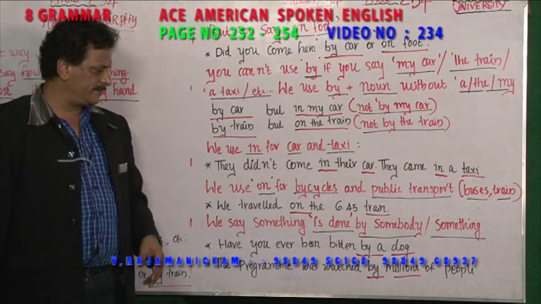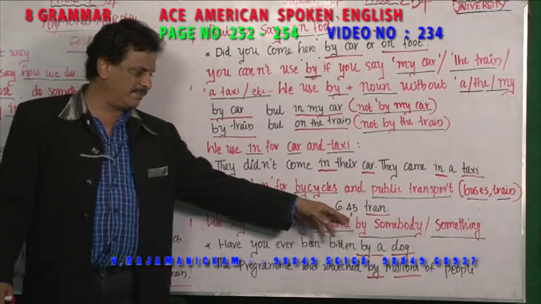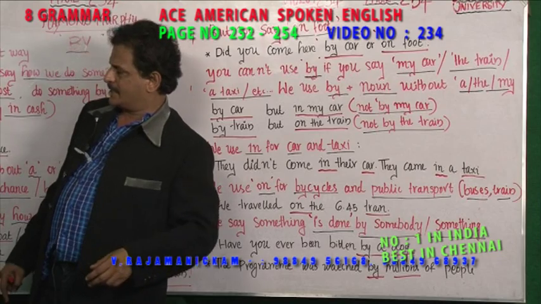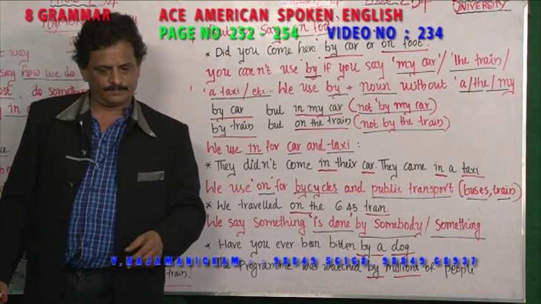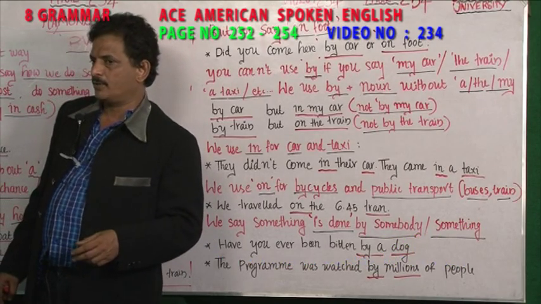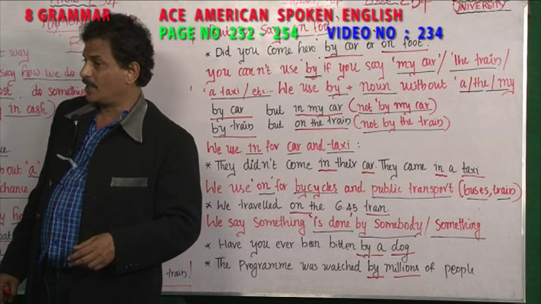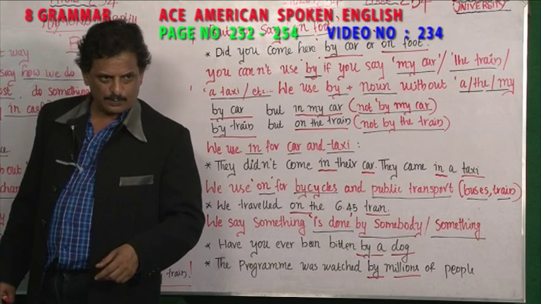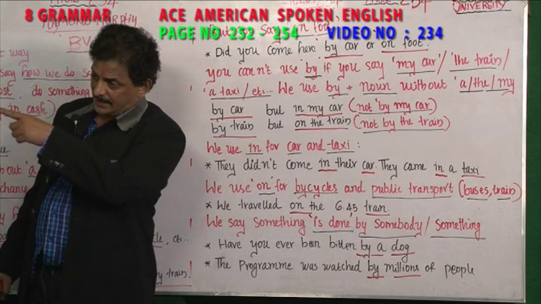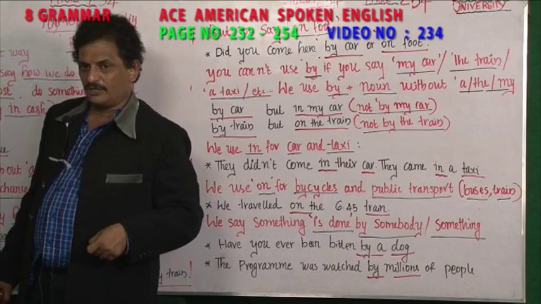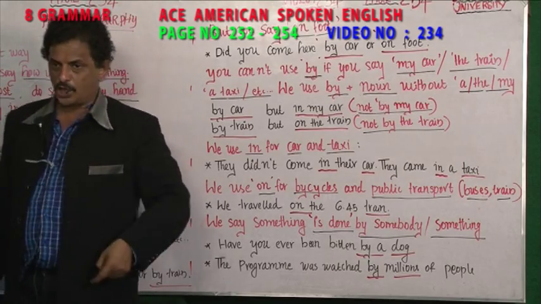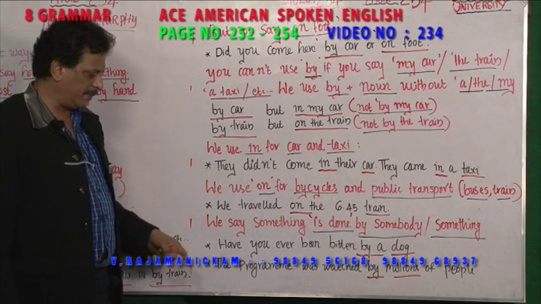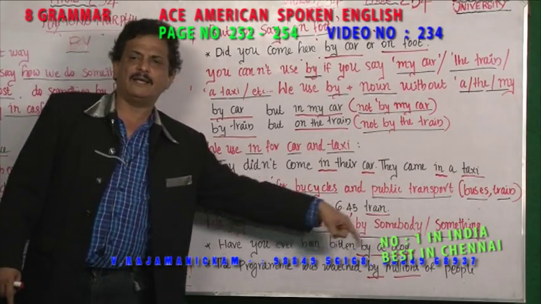We say something is done by somebody. ஏதோ ஒன்று ஒருவரால் செய்யப்பட்டது. Passive voice. My father bought a car. எங்க அப்பா ஒரு கார் வாங்கினார். A car is bought by my father. The doctor did the operation. The operation was done by the doctor. So, done by somebody or something, யாரோ ஒருவர் மூலமாக செய்யப்பட்டது என்று சொல்லுகிற பொழுது 'by' கூட the person.